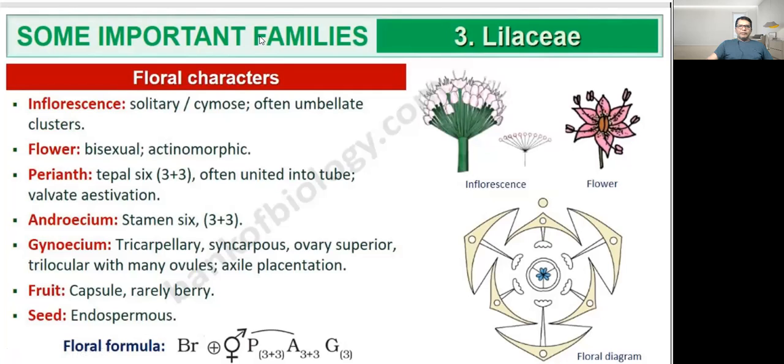Then floral characters include inflorescence solitary and cymose, often umbellate cluster, umbrella-like, that's why umbrella. Here it is like this, umbrella. Flowers are bisexual and actinomorphic. Here there is no differentiation of petal and sepal.